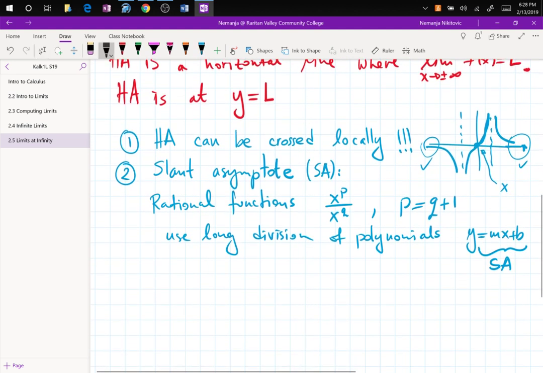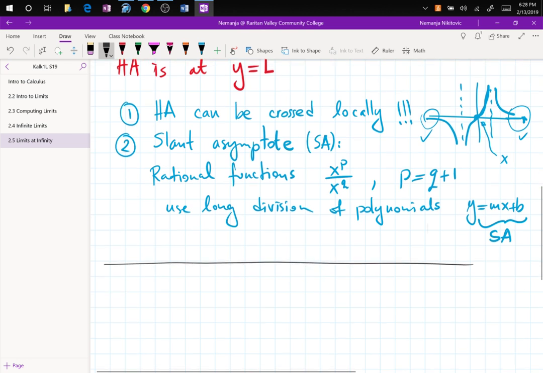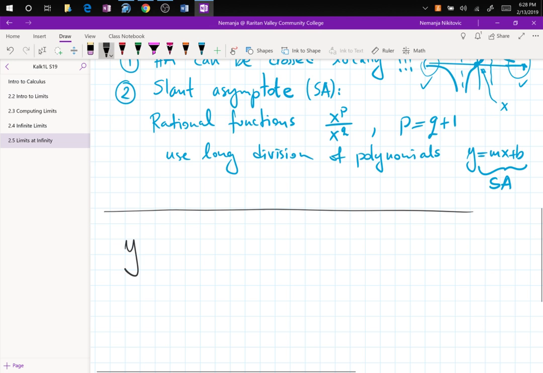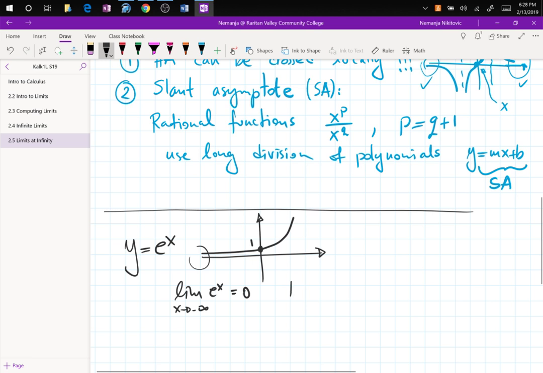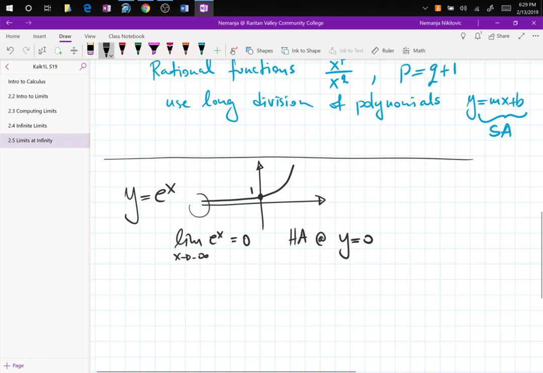So let's see some examples of horizontal asymptotes. y equals e to the x. If you look at the e to the x graph, it is clear that the limit as x goes to negative infinity of e to the x is equal to 0. So we do have an asymptote, and the asymptote is going to be the value L, which is 0. So horizontal asymptote at y equals 0. That's an example.